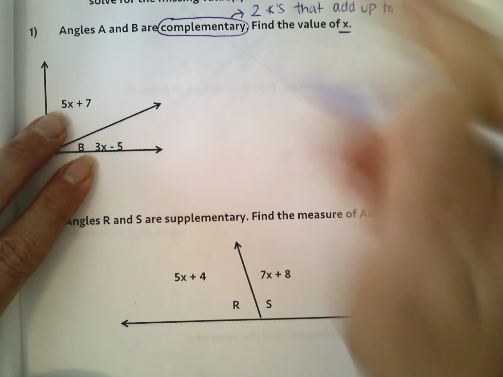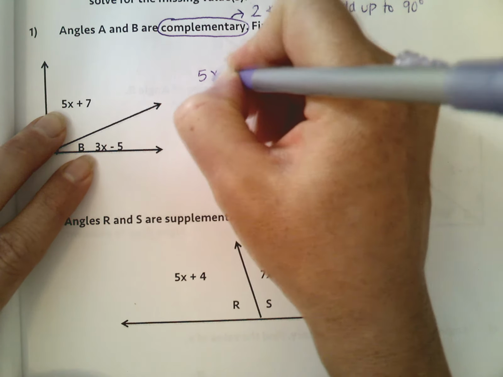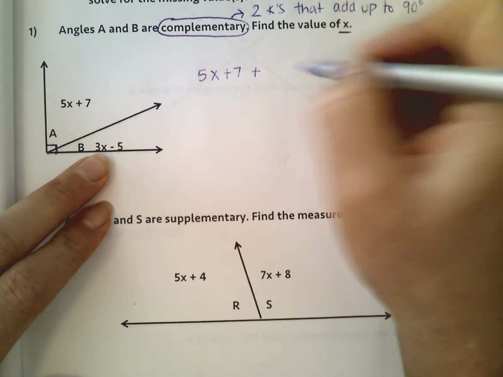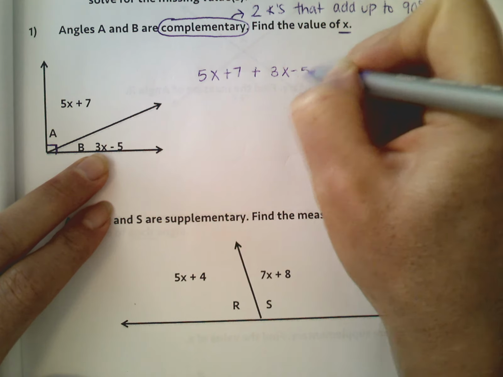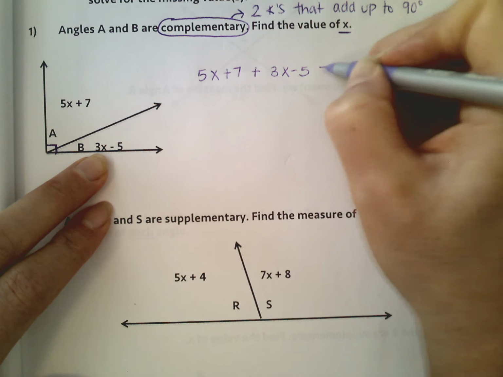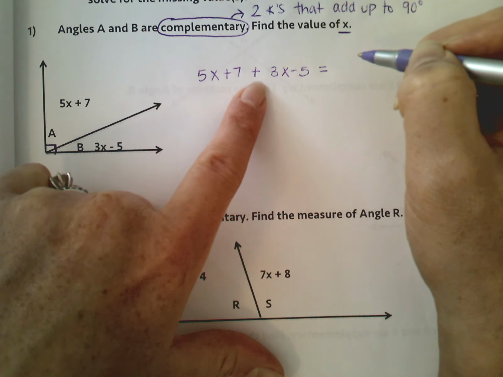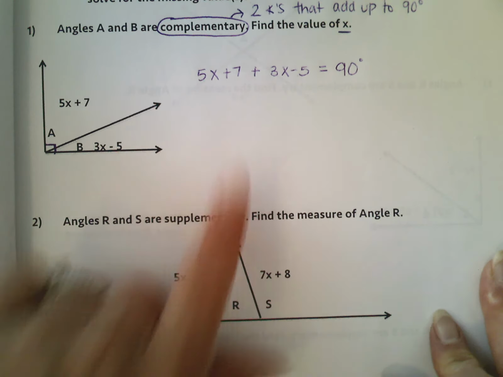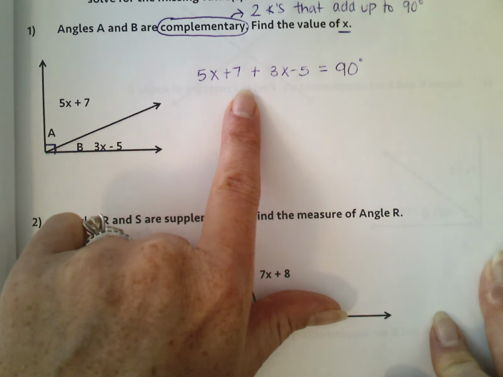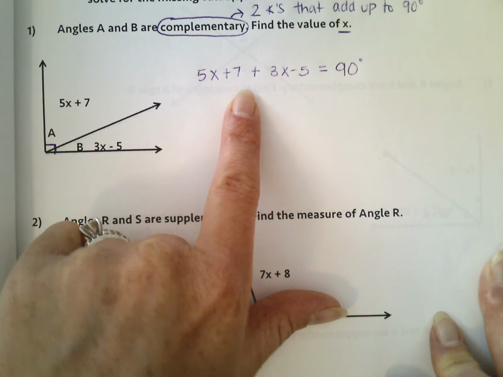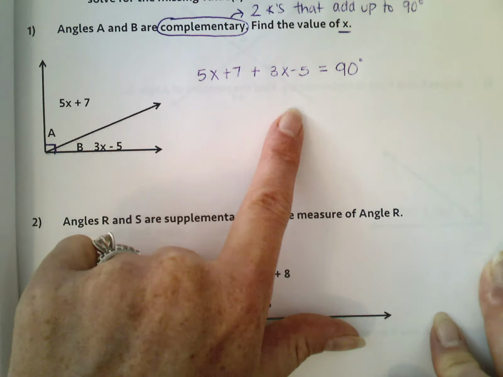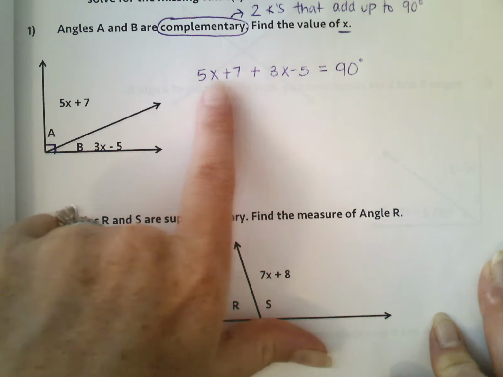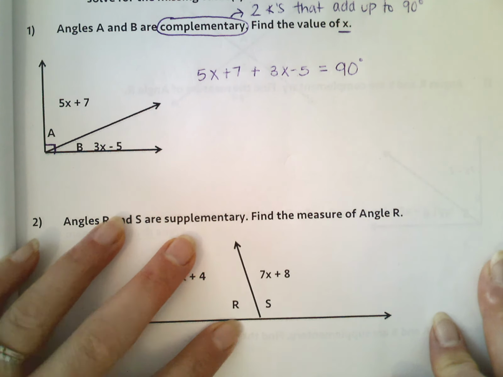So if you take a peek here, we're just going to add 5x plus 7 plus my 3x minus 5. Those 2 angles add up to equal 90 degrees. So if you think back to our solving equations unit, okay, what is our first step here? We've got a lot going on here. Our first step, we should be looking to see if we can combine any like terms. Do you see any like terms here?